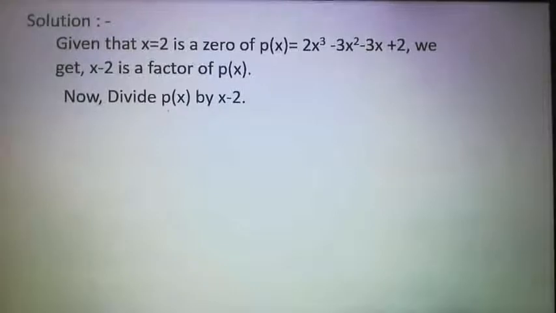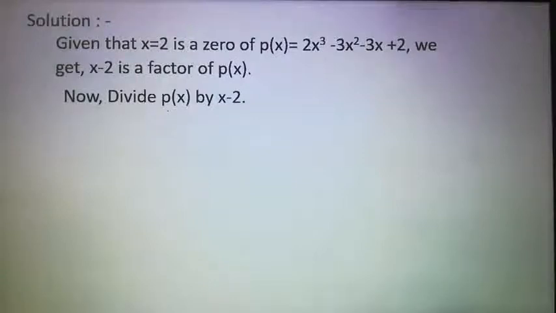Why do we divide by x minus 2? See, you take the case of the number system. Suppose you take 12. 12 is prime factorized as 2 into 2 into 3. So when you divide 12 by 3, you get the answer 4, because it is actually 2 into 2 into 3 divided by 3. 3 and 3 cancel. So when you divide a number by one of its factors, that factor is removed from the number, and the remaining will be the quotient.